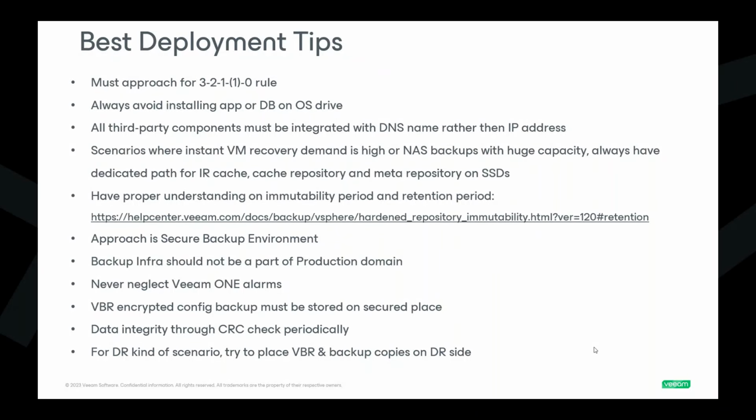And the last is for DR kind of scenarios: try to place your VBR and DR backup copies on the DR side. The reason is very clear. If anything goes wrong in the DC, you should have a control plane on the DR side so that you can make everything available. Okay, so this is what we have so far about the best deployment tips. These are my own experiences which I'm sharing with you.